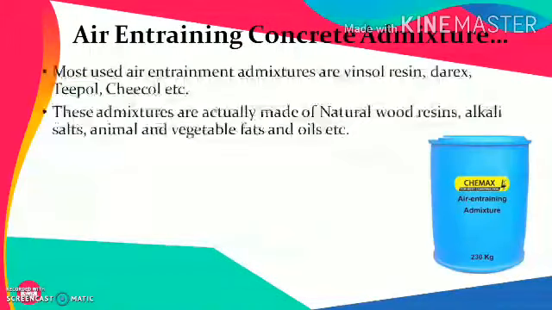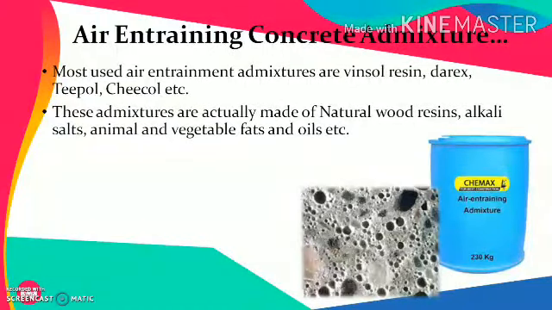The different types of air entraining concrete admixtures are Vinsol resin, Darex, Teepol, charcoal, etc. These admixtures are actually made of natural wood resins, alkali salts, animal and vegetable fats, oils, etc. So these can be used as the air entraining concrete admixtures. This is the figure of the air entrained concrete, which can be seen with the different air bubbles in the body of it.